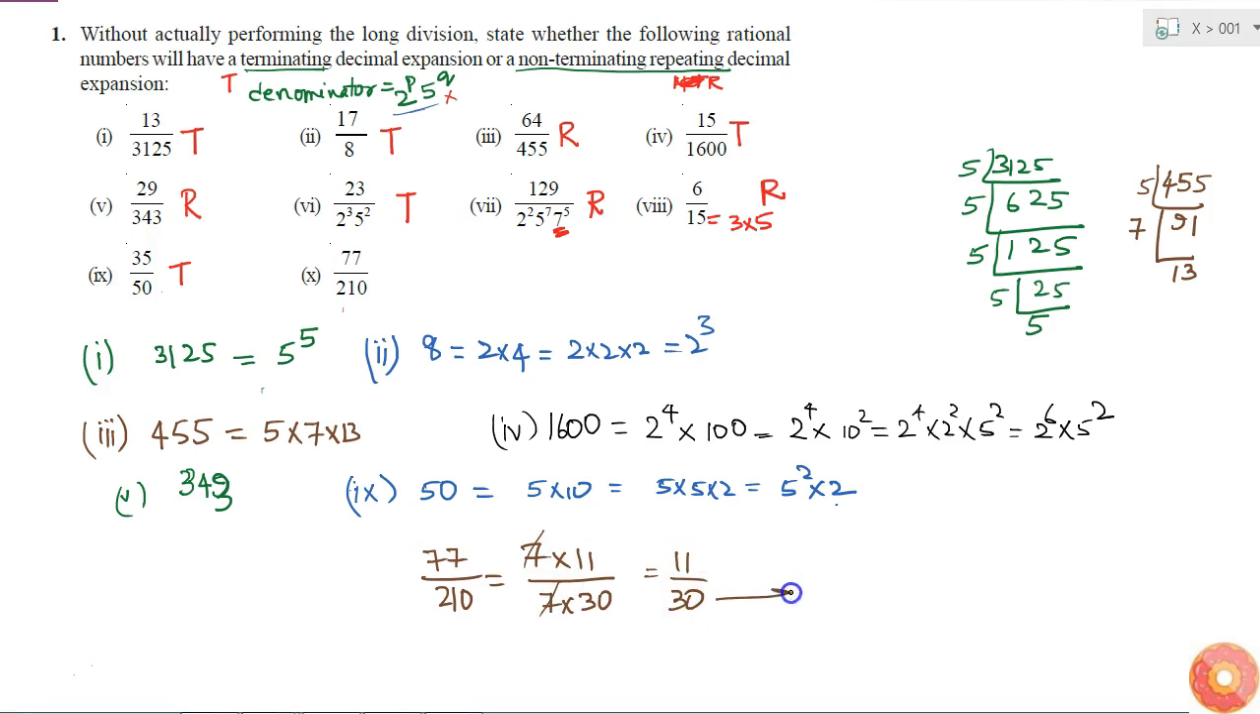So if I look at the denominator, it is 30, which is 3 into 10 or 3 into 2 into 5. Here the denominator has a factor 3, which is not there in the numerator. That means that this cannot be removed. So we cannot bring the denominator to this form. Therefore, this has a non-terminating repeating decimal expansion.